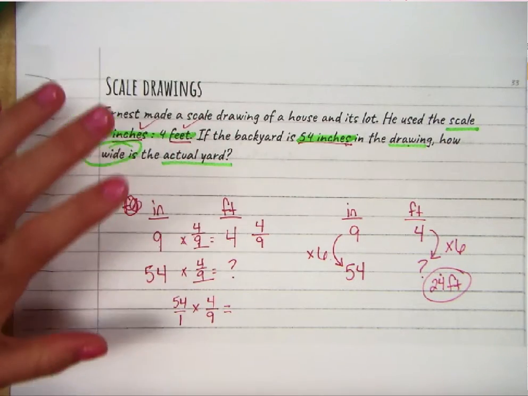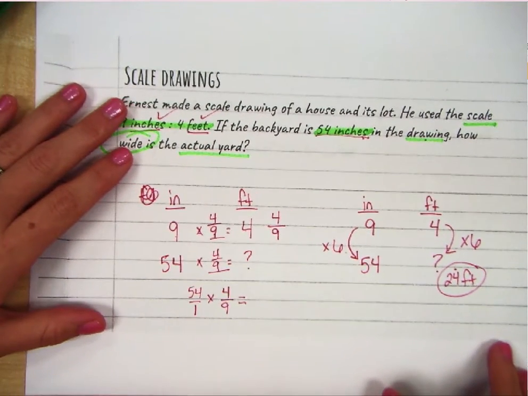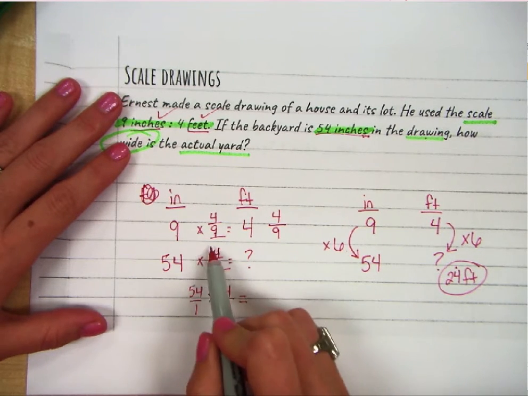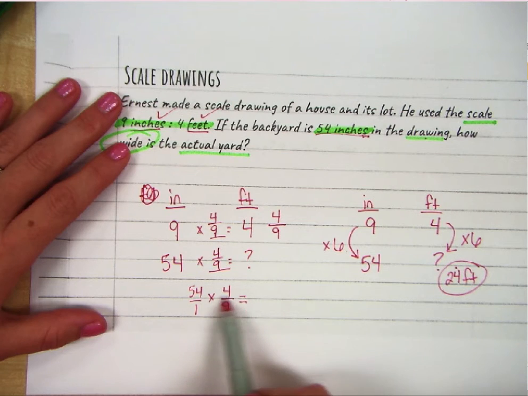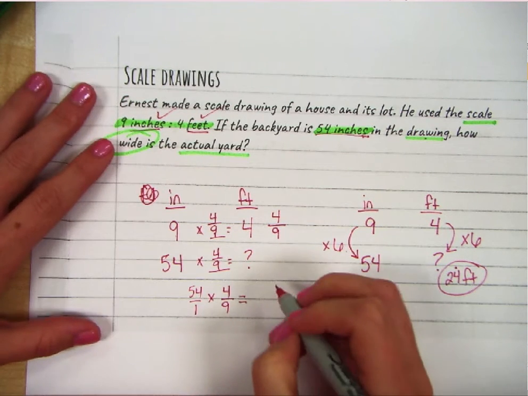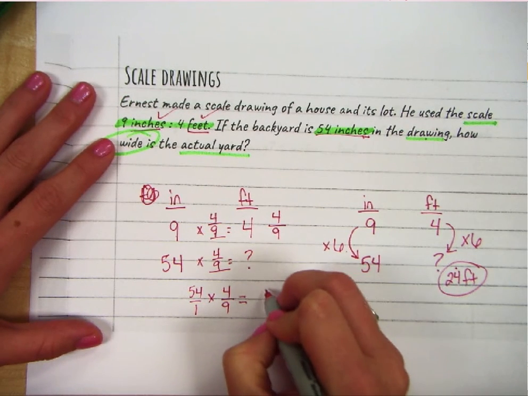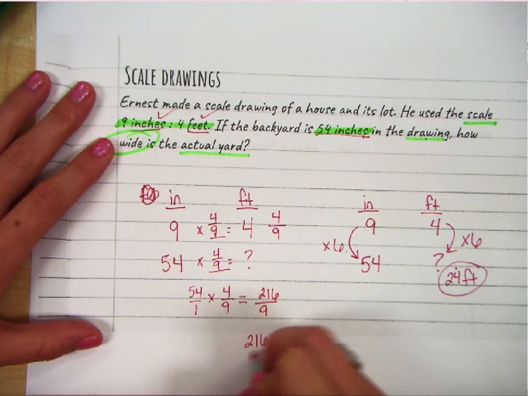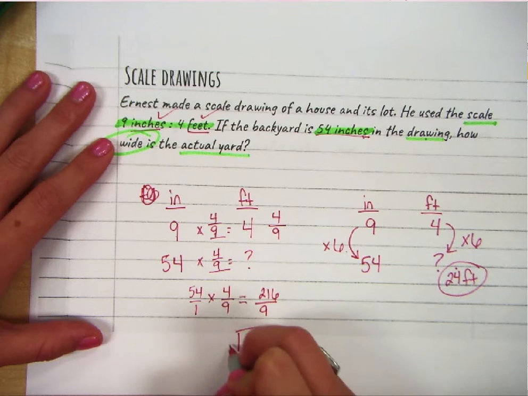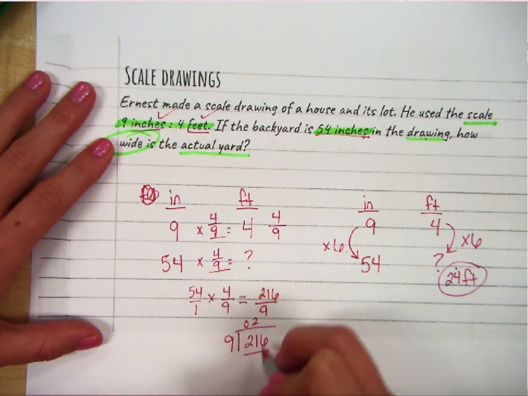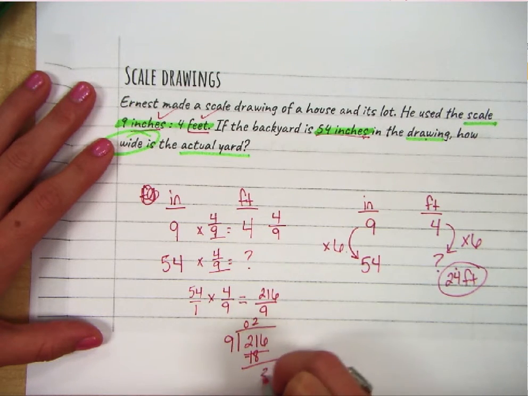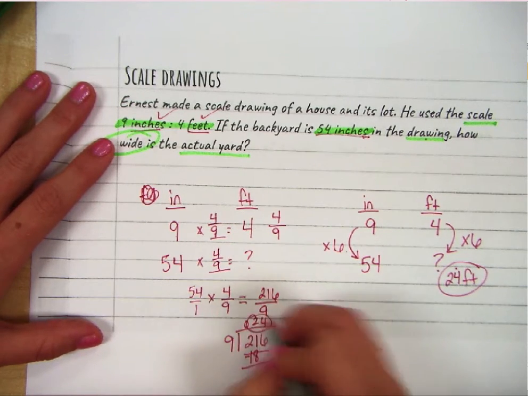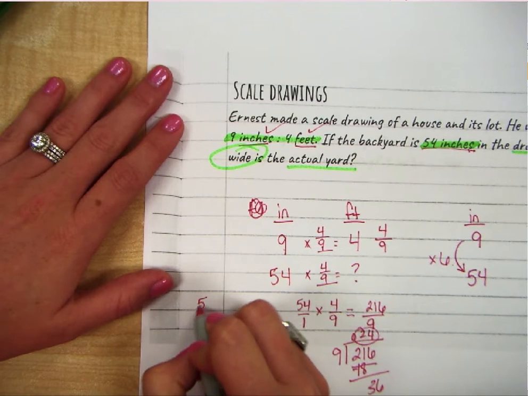So let's come back over to our other problem. We found our scale factor. We did all this. Now we're going to multiply. I could multiply this, and I could get 216 over 9. And then I could divide 216 divided by 9, and I would get 18, 36, and I'd get 24. I could do it that way. Or I could show you another way.